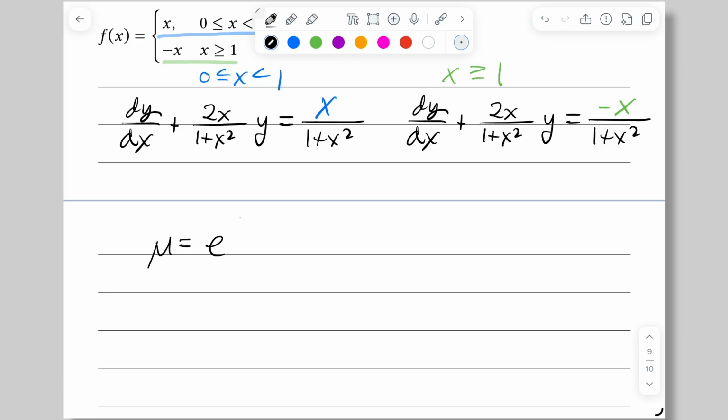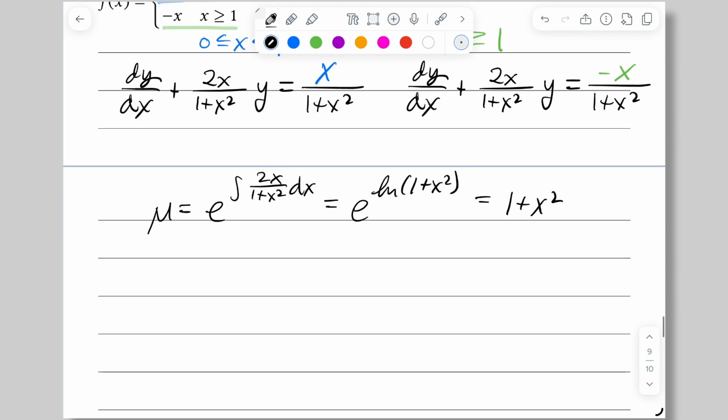Mu is equal to e to the integral of 2x over 1 plus x squared dx, which is going to give us e to the natural log of 1 plus x squared. And so mu is equal to 1 plus x squared. Rewriting the left-hand side of the first equation gives us the derivative with respect to x, or d/dx, of (1 plus x squared) times y. And then we've got to multiply that 1 plus x squared on both sides. And so that derivative of (1 plus x squared) y is equal to x.